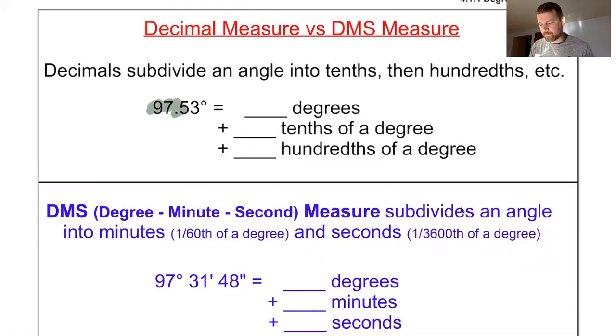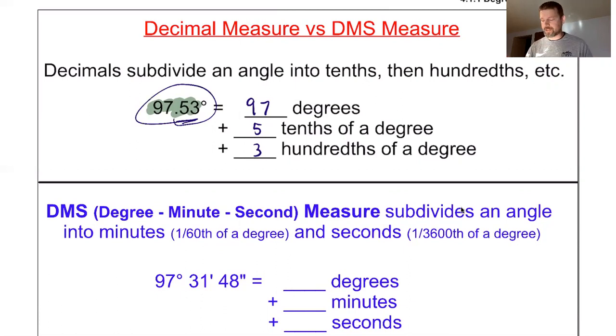Like 97.53 degrees is 97 whole degrees plus 5/10ths of a degree plus 3/100ths of a degree. It's just a way of saying it's not quite 97 degrees, it's not quite 98 degrees, it's part way in between. How much in between? It's 0.53 degrees in between, right? You guys know how to deal with decimals. We have dealt with decimals for years at this point. You know how that works.